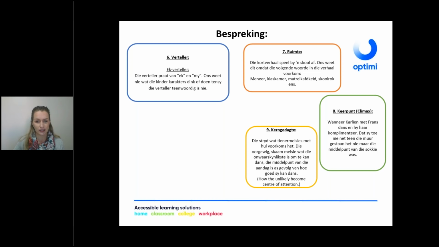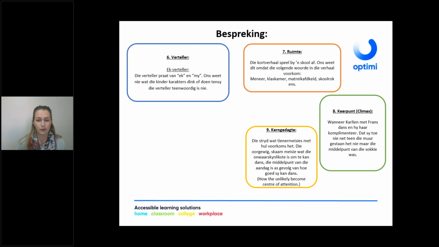Okay, dan is die kerngedagte. Dit is die stryd wat tiener meisies met hul voorkoms het. It can be the struggle that teenage girls have with their appearance. There's people expecting to look in a certain way, so that puts pressure on them. So it's the struggle for them about their appearance.